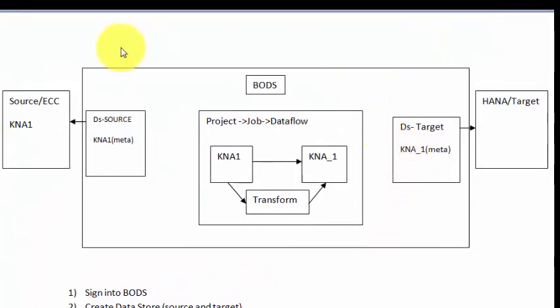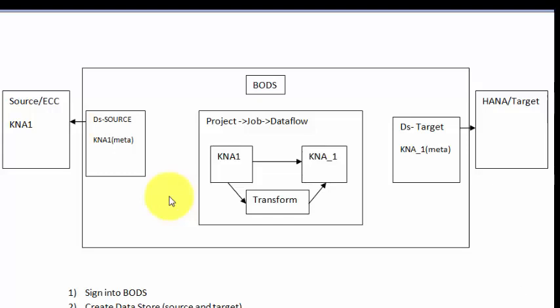Okay, so this is BODS and this is our source system. So the source system is an SAP ECC system and our target system is the HANA target system. Our goal is to bring this particular table called KNA1 from the source to the target, and in the process we can apply transformations if you want to.